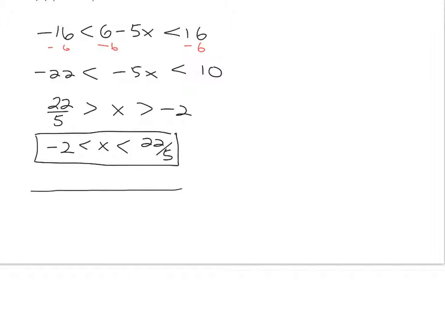So as a graph, what would that look like? What happens at negative 2? Open circle. What happens at 22/5? Open circle. 22/5 is just over 4. Does that make sense? It's 4 and 2/5, which is actually 4.4. So what would that be as an interval notation? Parenthesis or bracket on the negative 2? Parenthesis. And how about on the 22/5? Also parenthesis.